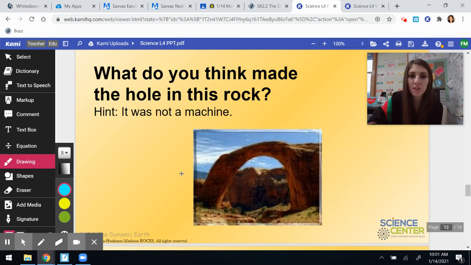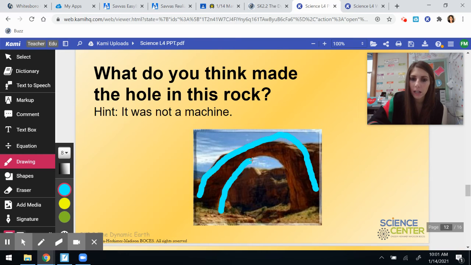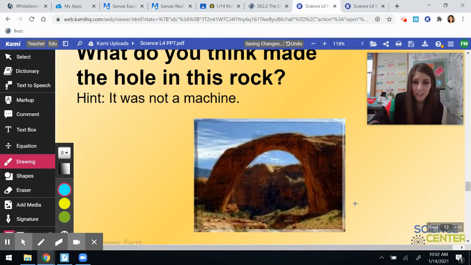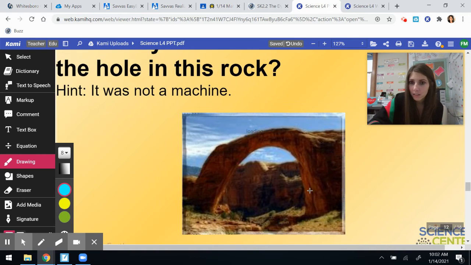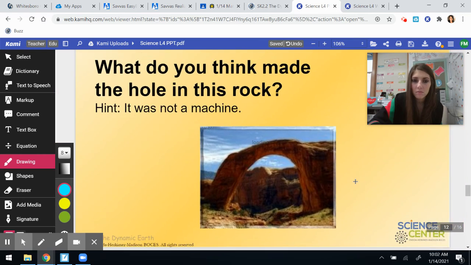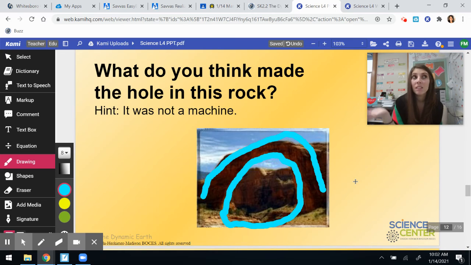Let's look at this picture of the rock. Look at this rock. It goes like this, and then wait a second. There's a huge hole in this rock. How do you think this hole formed? It says, hint, it was not a machine. I'm going to try to zoom in. There's a huge hole in this rock. How do you think that happens? If it wasn't a machine, it happened naturally. It happened because of erosion.